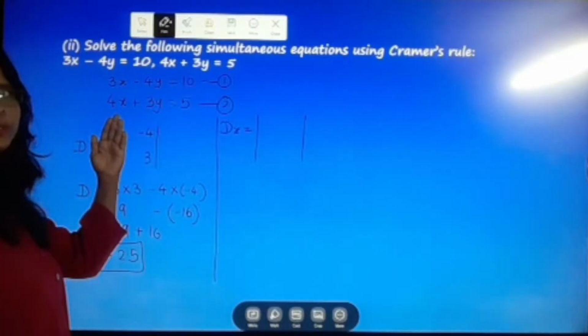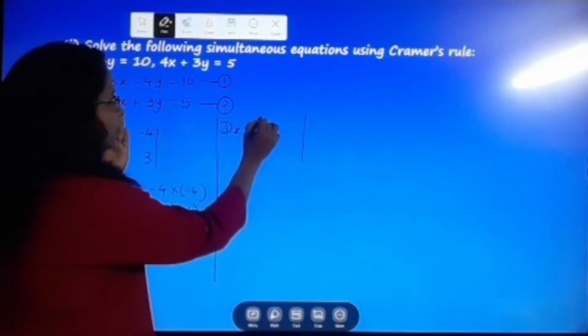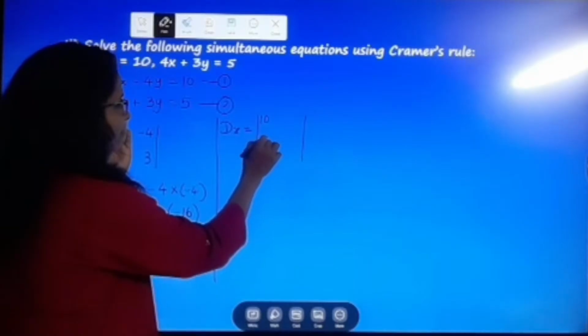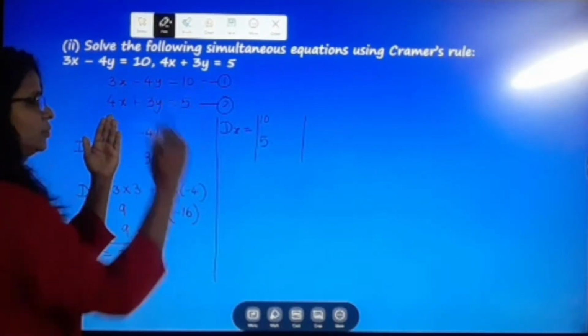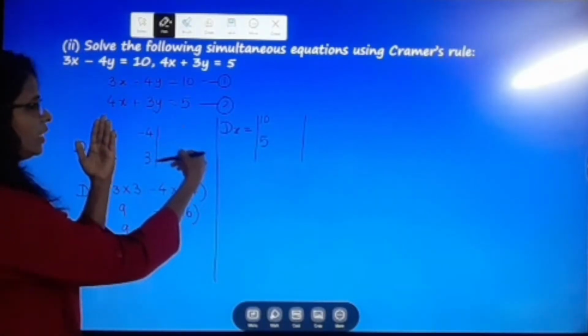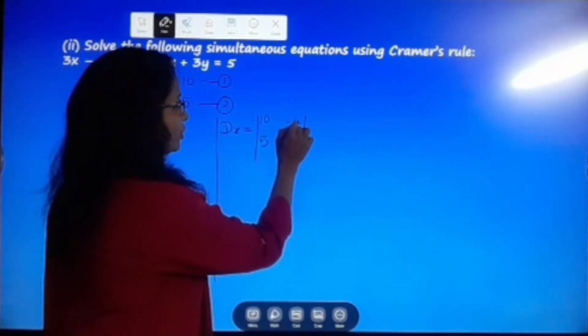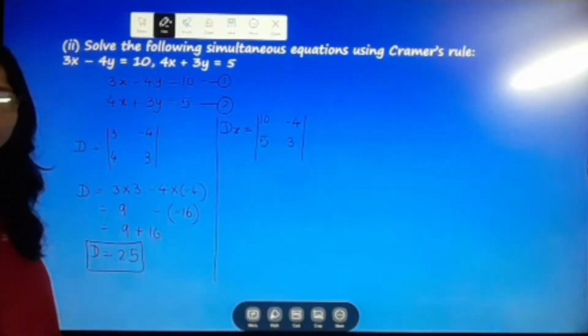You hide the coefficient of x, and in the place of x, you write down the constant of the equation, that is 10 5. Okay, so write down the 10 5 and write down the coefficient of y as it is. Okay, and then cross multiplication.